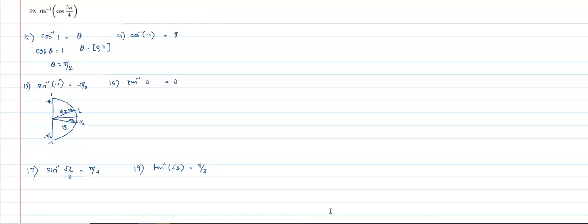Okay, let's move back and just get out the questions. 21. 21 is cosine inverse of -√3/2.